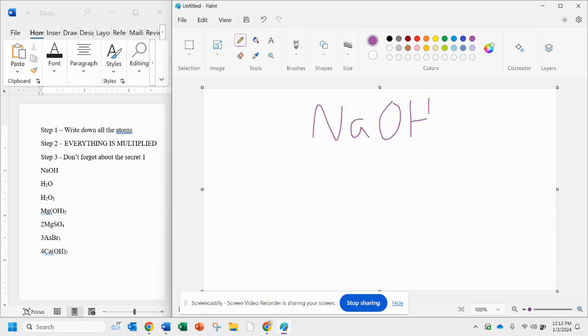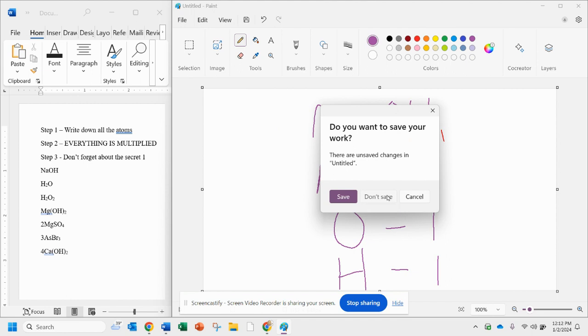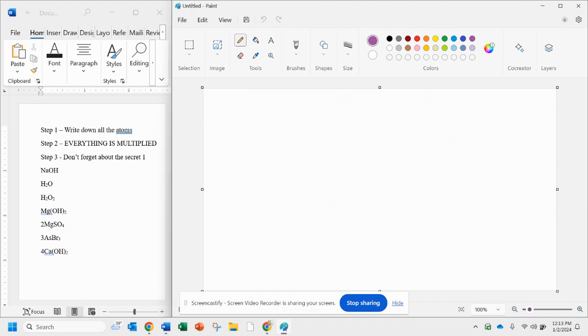So this is sodium hydroxide. Step one is write down the atoms. So we have a sodium, an oxygen, and a hydrogen. And don't forget, if there's nothing there, there is a secret one. So in this case, we have one sodium, one oxygen, and one hydrogen. Okay, so pretty easy peasy. We've been doing this for quite some time, so it shouldn't be new to you.